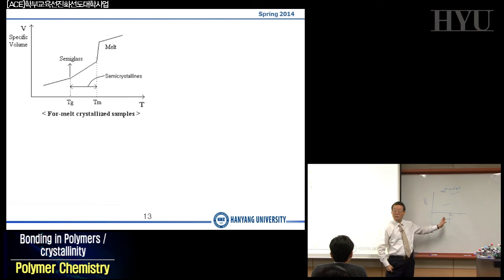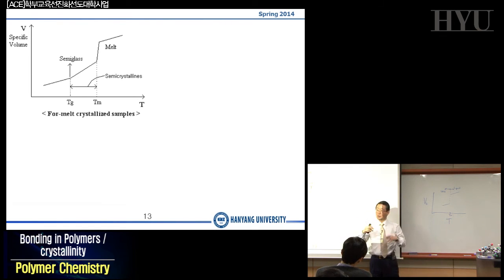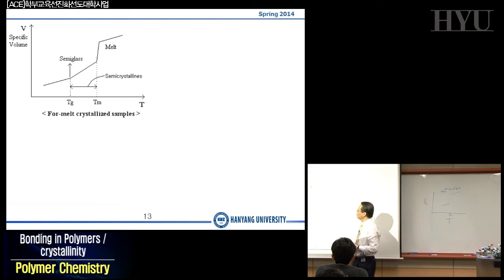So this example is the case where the metals or the inorganics, like ceramics, those two cases are almost 100% crystalline structure. Well, in the case of polymer, we have a Tg. We have a glass transition temperature.